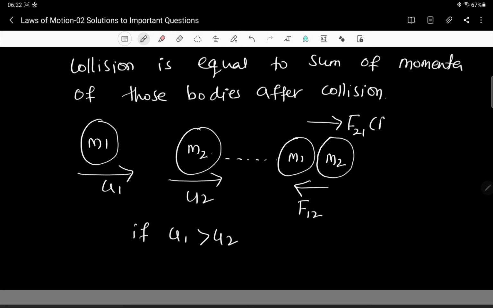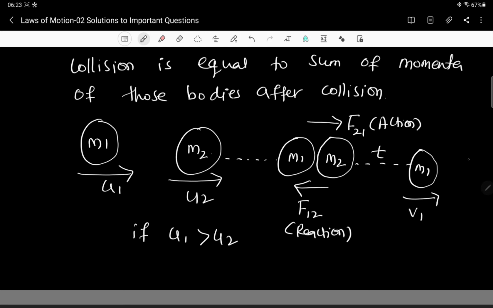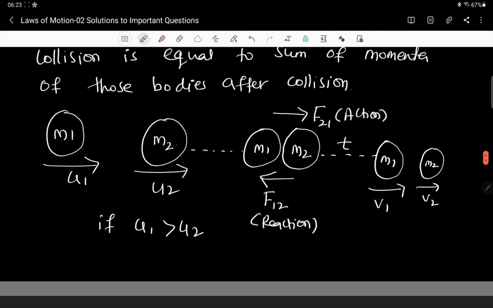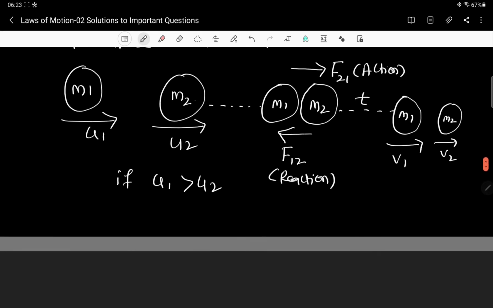So this is like action, and this is like reaction. They are equal and opposite. Please remember that. Then after some time t, something has happened between them, with this force. So this body m1 will move with final velocity v1, and this body m2 will move with final velocity v2. I hope everybody is understanding what I'm trying to say here. So this is quite simple.